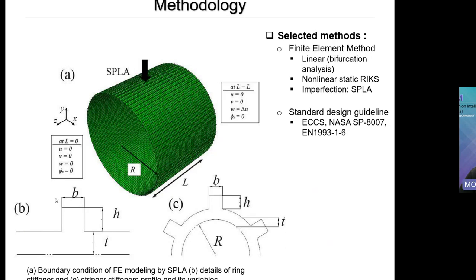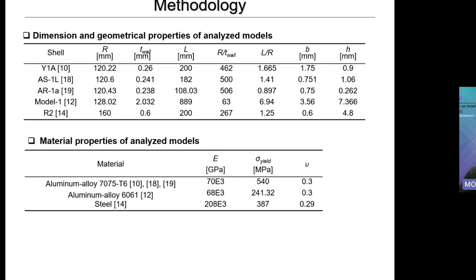While the B photo shows the details of the ring stiffener geometry, the C photo shows the geometry of the stringer stiffener profile and its variables. Here are some dimensions and geometry properties of the analyzed model.